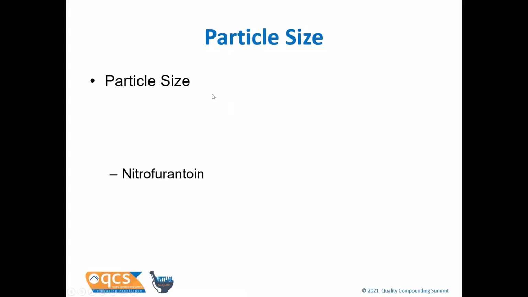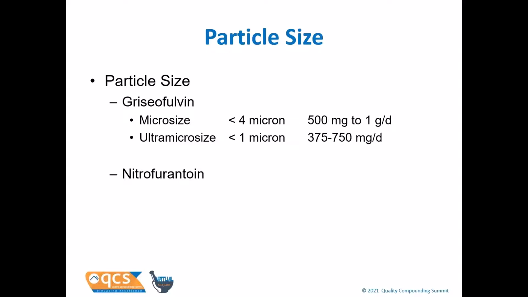Now let's look at an example where particle size has been important. This is from the manufacturer's standpoint. What did they do that involved pharmaceutics? Well, years ago when griseofulvin first came out, it came out in 250, 500 milligram tablets. A dose was 500 milligrams to a gram daily. And this was in their micro-sized particle product. The thing with griseofulvin is it's very poorly soluble. And so their product was micro-sized at less than 4 microns.